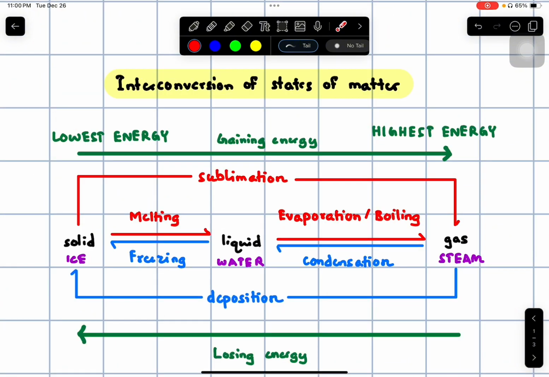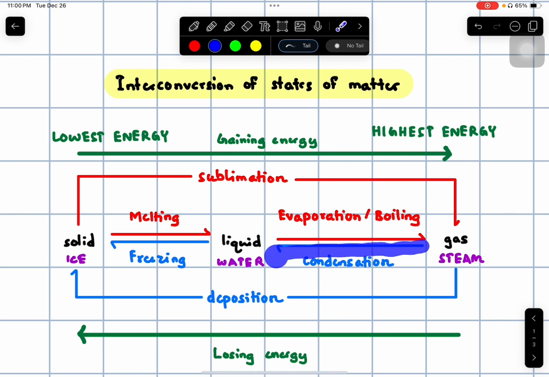Next is the interconversion of states of matter, or you can simply call this changes in states of matter. We will learn some of the terminologies first. The red line here represents heating, and the blue lines represent taking away the heat or cooling down. When solids are heated, they turn into a liquid. When a liquid changes into a gas, it's called evaporation or boiling. We'll take a look at what the difference is later.